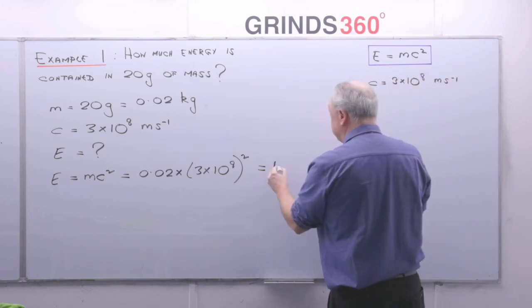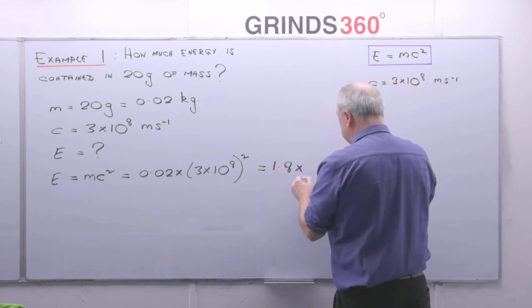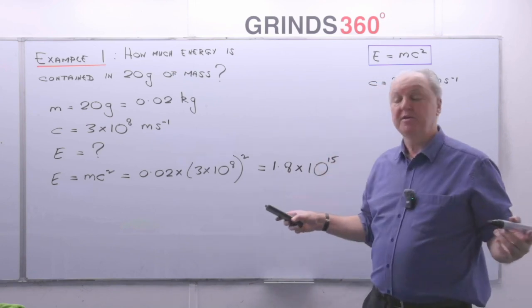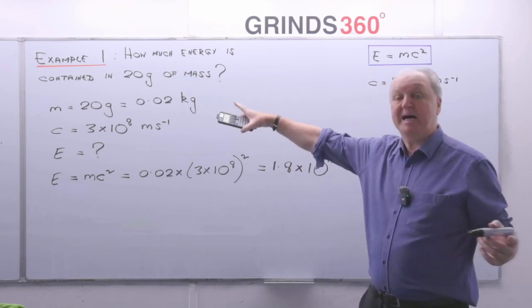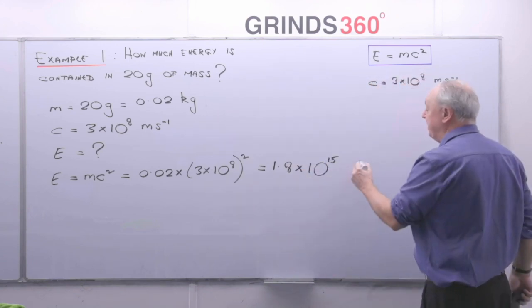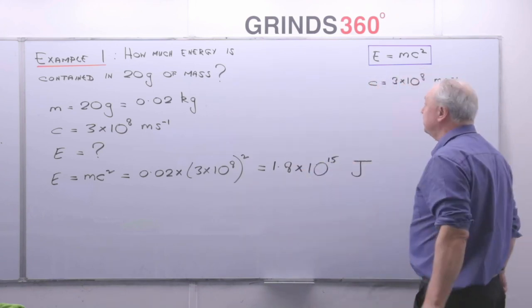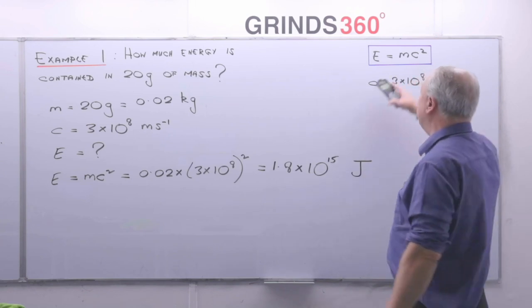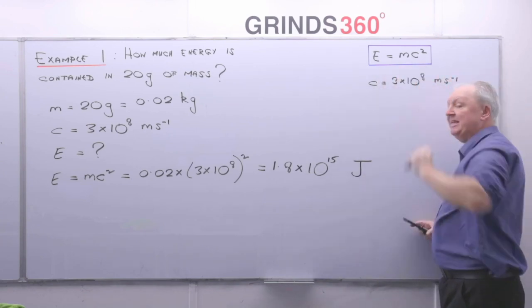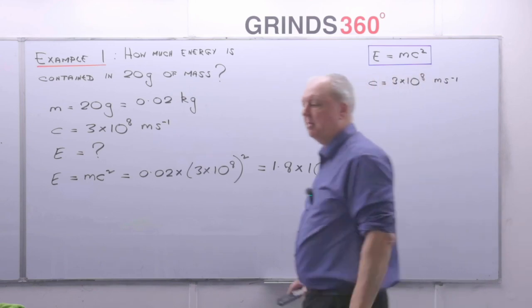of 1.8 by 10 to the power of 15. That's a huge amount of energy from such a small amount of mass, only 20 grams of mass. And of course the answer will be joules. So anytime I use the formula E equals mc squared, energy is in joules and mass is in kilograms.